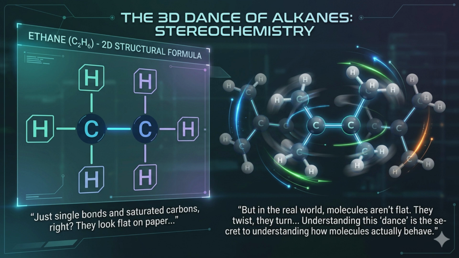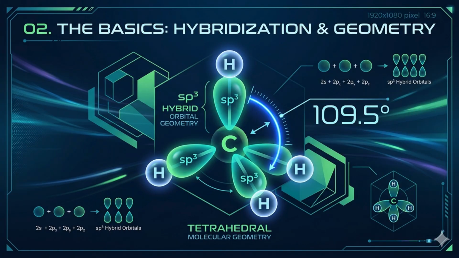Because those single bonds act like axles, the atoms attached to them are in constant motion, rotating and shifting into different 3D shapes. This constant twisting, this stereochemical structure, is exactly what determines how a molecule interacts, reacts, and exists in our physical world. Let's see the basics of hybridization and geometry.